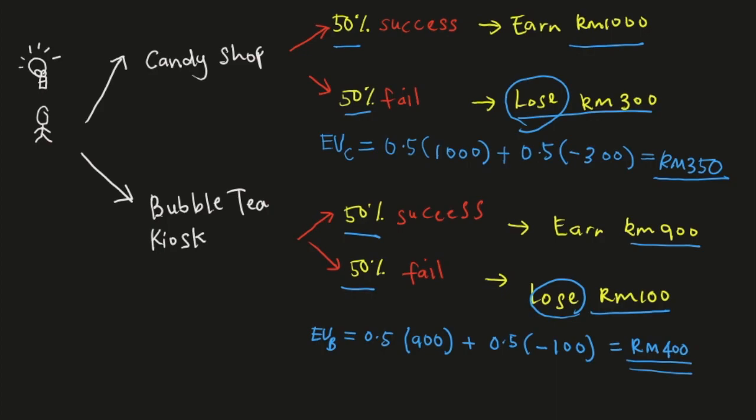Okay, now if you compare the expected value between the candy shop and the bubble tea kiosk, which is higher? Okay, so you can see when you use a quantitative analysis, the result will be slightly different. You are considering all the potential alternatives possible with the outcome that you want. So this time around, the bubble tea kiosk has a higher equivalent value compared to the candy shop. So the preferred choice in this case is to open up a bubble tea kiosk sebab untung lagi banyak.